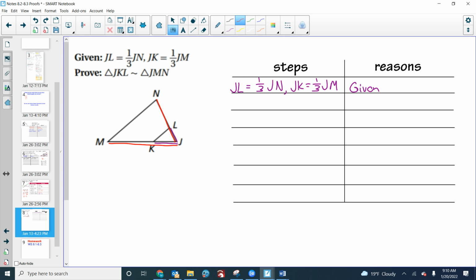Angle J is congruent to angle J. What's the reason there? Reflexive property. Therefore, triangle JKL is similar to triangle JMN by SAS. Very good. That was a short proof.